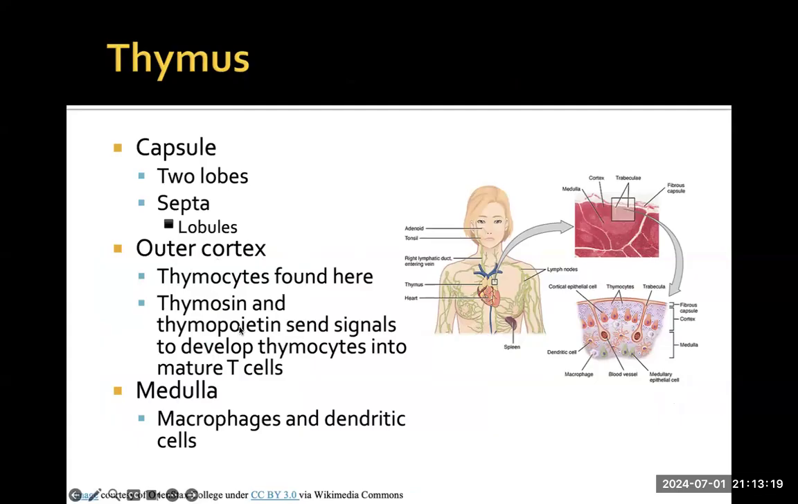Thymosin and thymopoietin are hormones that are going to send signals to help develop thymocytes and help mature them into T cells. Now, your T cells are going to help your body by fighting off foreign pathogens, or you would just say like a viral or bacterial infection. And then the medulla of the thymus is going to be where the macrophages are located, and then also the dendritic cells.